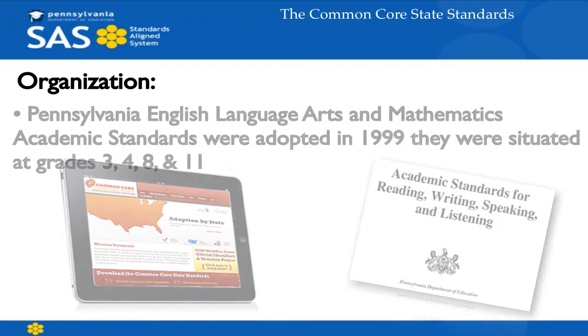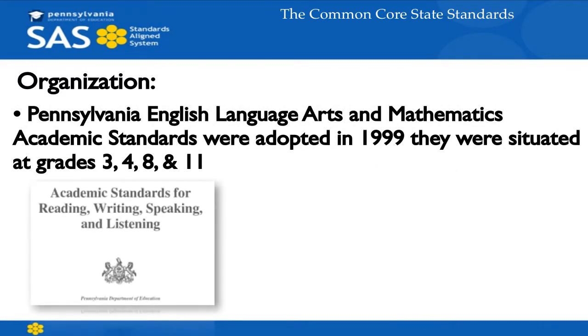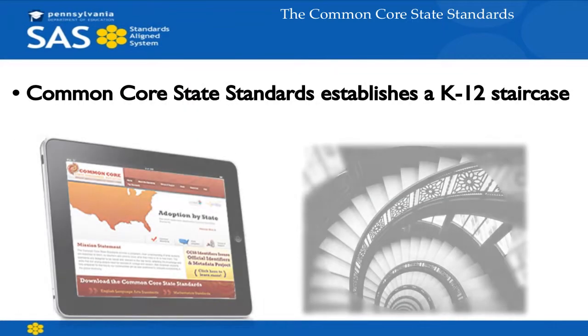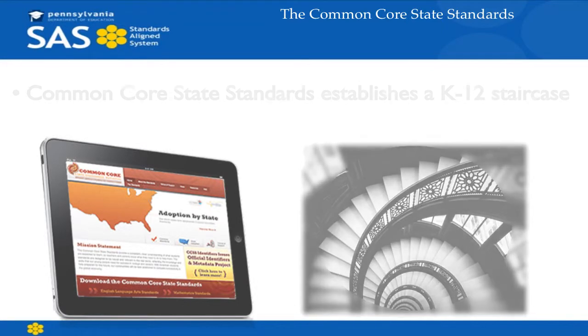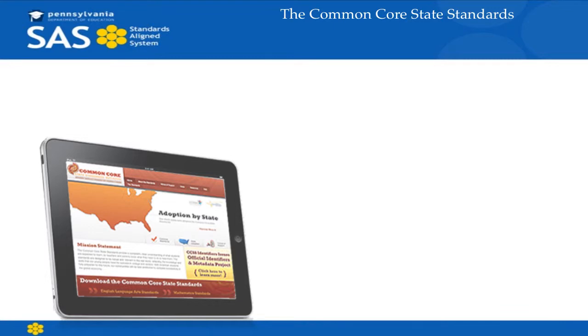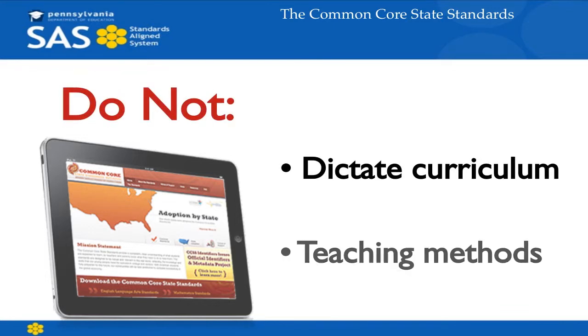The greatest difference is the matter of organization. Pennsylvania English language arts and mathematics academic standards were adopted in 1999. They were situated at grades 3, 4, 8, and 11. Where the Common Core state standards establishes a K-12 staircase. The Common Core state standards do not dictate the curriculum or the teaching methods.